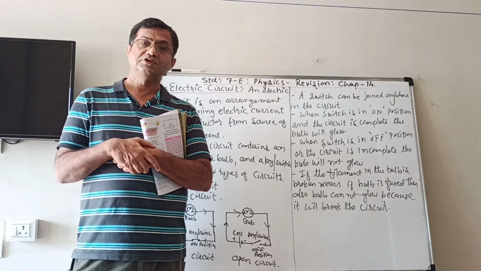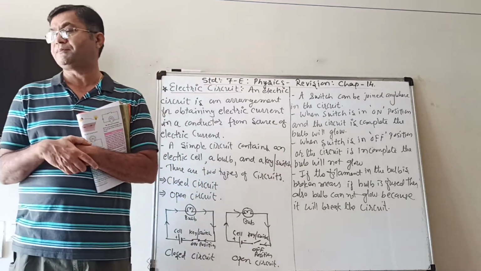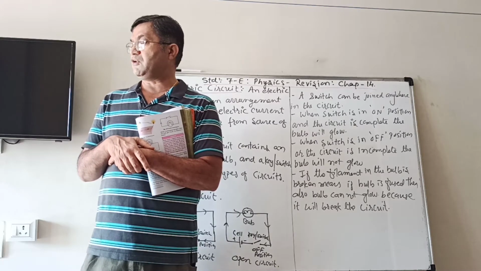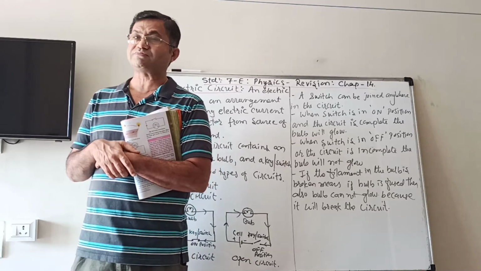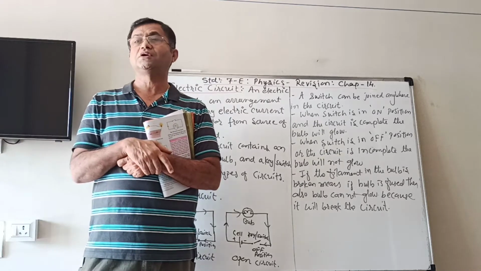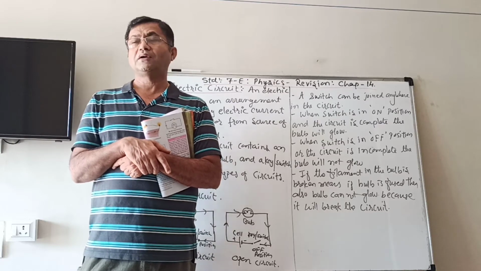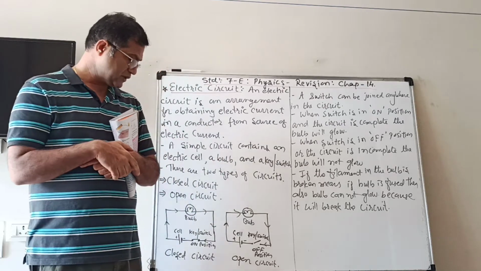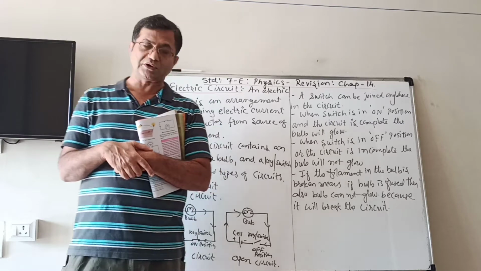But due to some reasons, if the filament inside that bulb is broken at one place, then what will happen? You know that the current cannot pass because there will be a breakage. It will break the continuity of the electric circuit. So if the device is in on position, switch is also in on position, then also the bulb will not glow because the filament itself is broken.